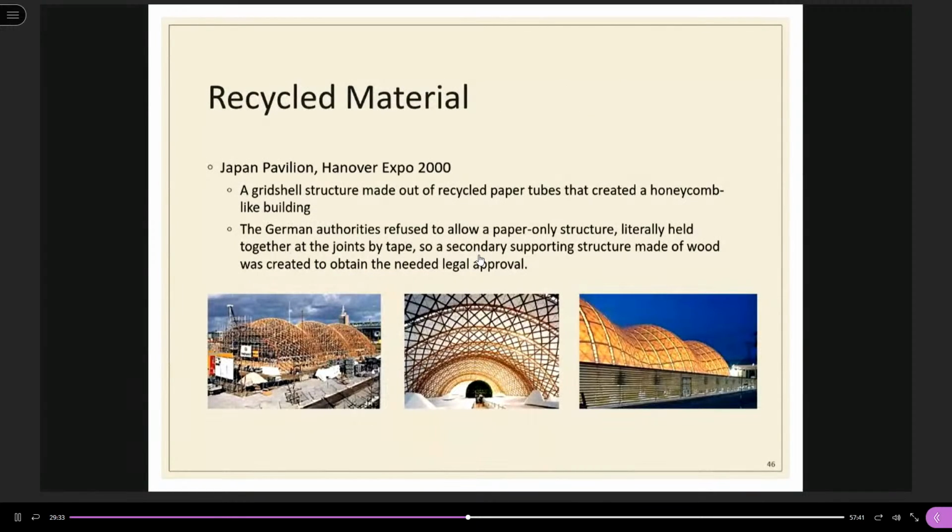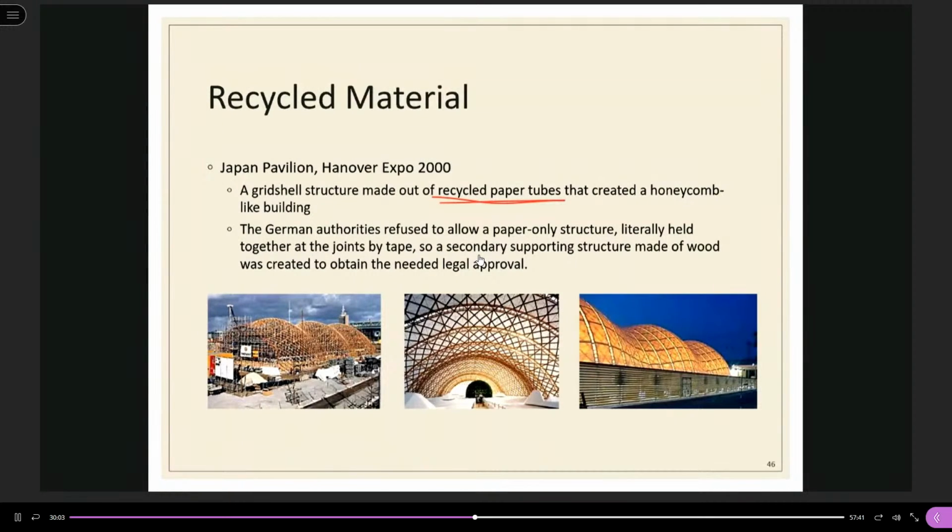And the Japan Pavilion in the World Expo 2000 used a grid shell structure made out of recycled paper tubes that created a honeycomb-like building. In the original design, this Japan pavilion relied on only recycled paper tubes, but the German authorities refused to allow a paper-only structure.